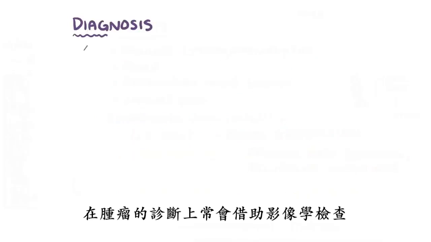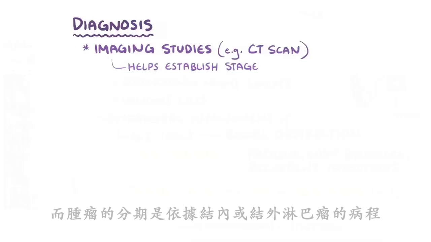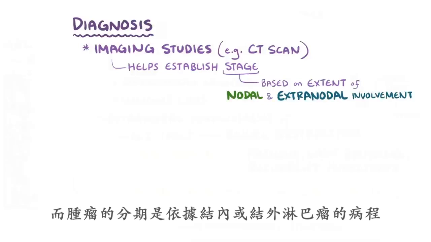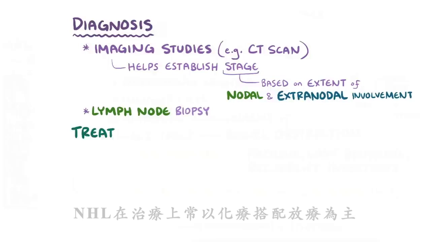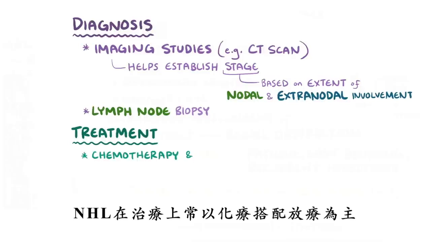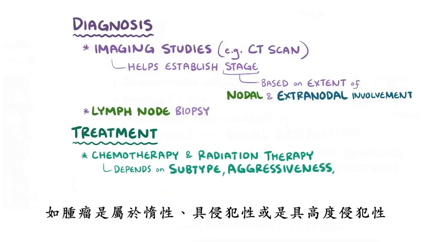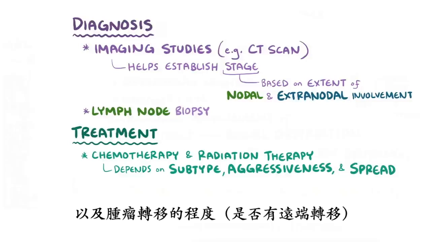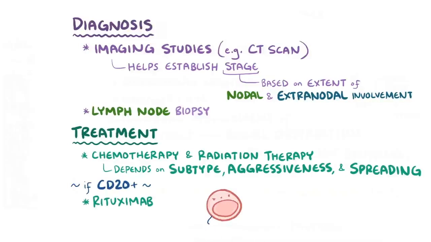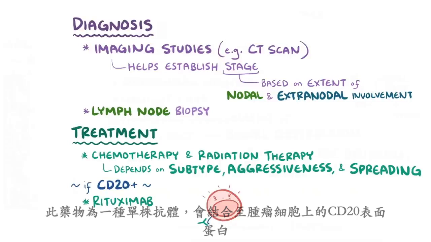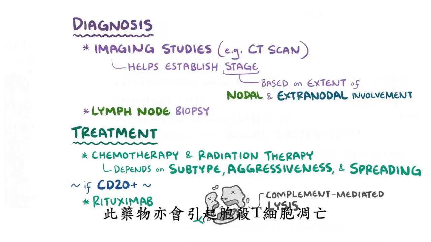Identifying non-Hodgkin lymphoma often starts with imaging studies, like a CT scan, which can help establish the stage of the lymphoma. The staging is based on the extent of nodal and extranodal involvement. And finally, a lymph node biopsy is required for diagnosis. Treatment options for non-Hodgkin lymphoma mainly consist of chemotherapy and radiation therapy, and depends on things like the lymphoma subtype, whether it's indolent, aggressive, or highly aggressive, and how far it's spread. If the lymphoma has CD20 positive B cells, rituximab can be used. Rituximab is a monoclonal antibody that binds CD20 and induces complement-mediated lysis, as well as direct cytotoxicity and apoptosis.